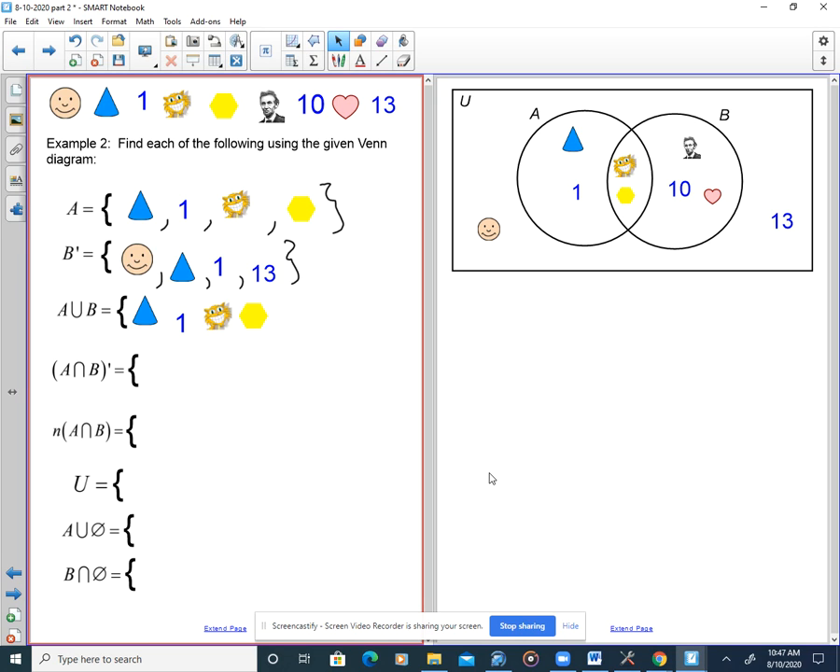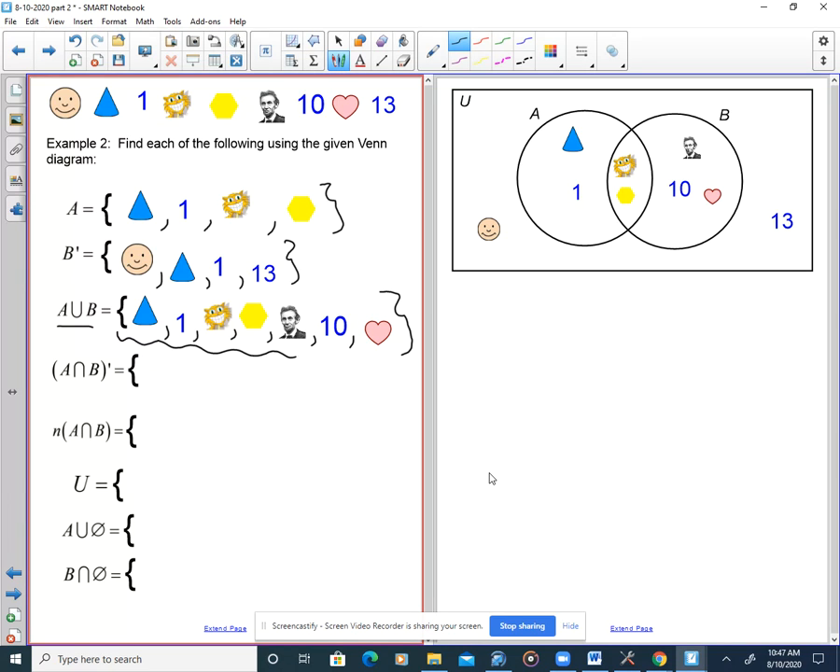So in B, we got the cat, which we already have, the hexagon. Then we got Abraham Lincoln. We got the 10. And we got the heart. So the set that contains A union B would be all of these elements here. Everything in this set is in either A or B. Everything in here is either in A or B. That's what union means.